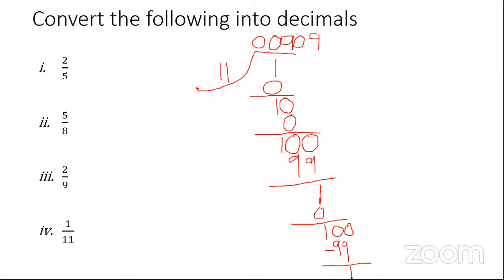Teacher, a recurring what? Decimal. So it is also a recurring decimal, 0.0909. Is that okay?